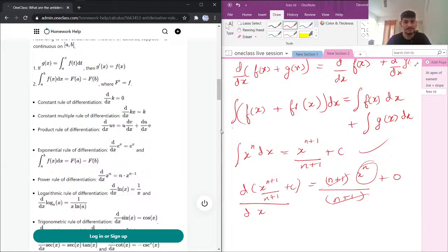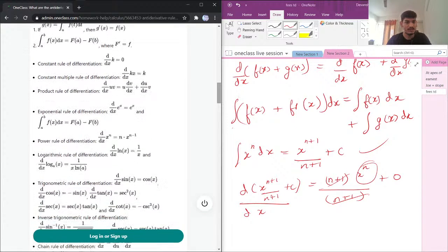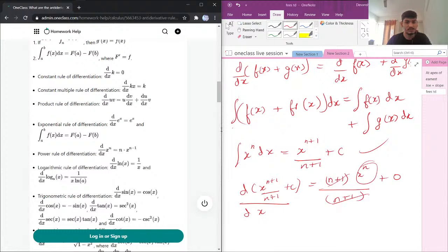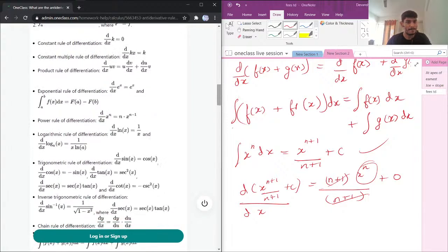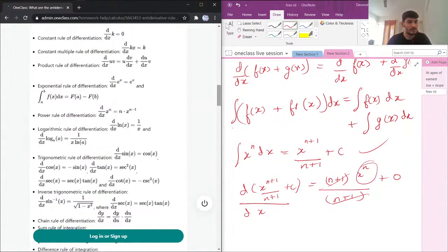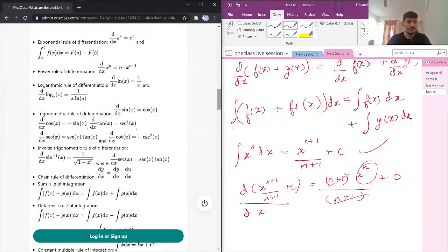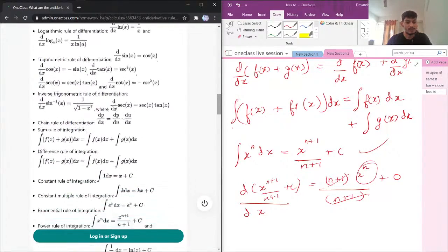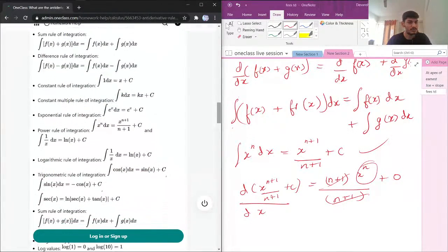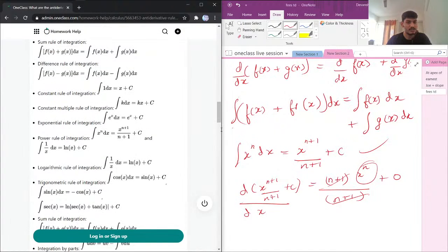Yeah, so we do the antiderivative, and this is the definite integral. We have the limits for this, and the constant multiple rule. So d/dx of kx equals k. Then we have the product rule, the exponential rule of differentiation, the log rule, and the constant rule of integration. So the integral of 1 dx equals x plus c. We just did this.